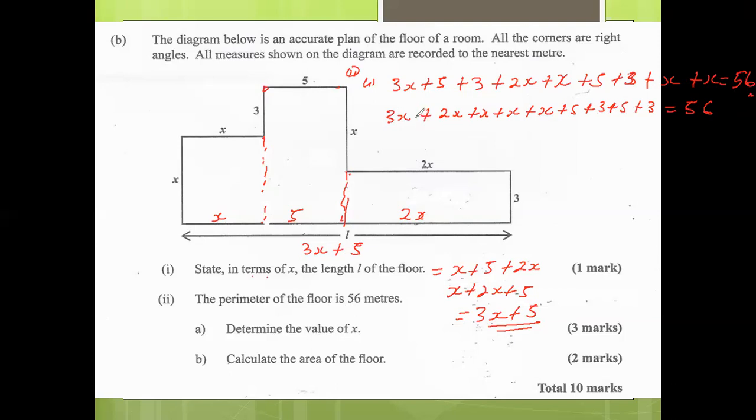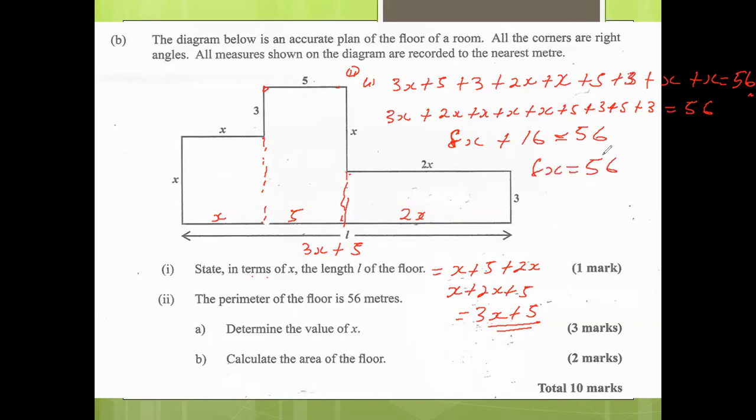Now, when you add up all the x, what do we get, please? 3, 2, 1, 1, and 1, right? So this is 5, 6, 7, and what? 8. So we get 8x here. Now 5 plus 3 will give me 8, and another 8, that will give me 16. It's equal to 56. Now, remember that I want to find the value of x. So 8x is equal to 56.